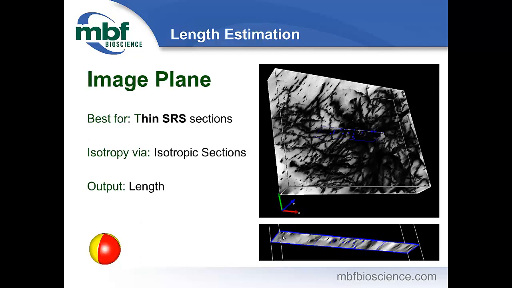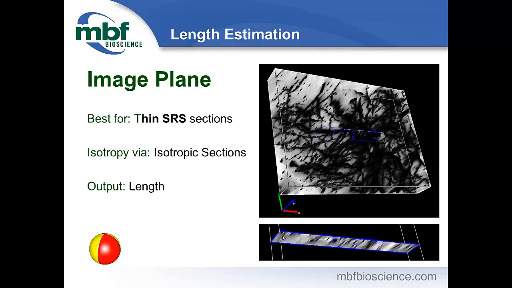Yep. What if you don't have thick sections? What if you have thin sections? If you have thin sections, your options are a little bit more limited in that you need to achieve isotropy not with the probe, so you need to get it some other way. Yes. And so the most common way is with isotropic sections.